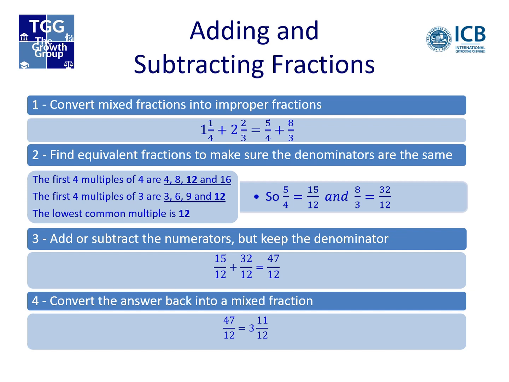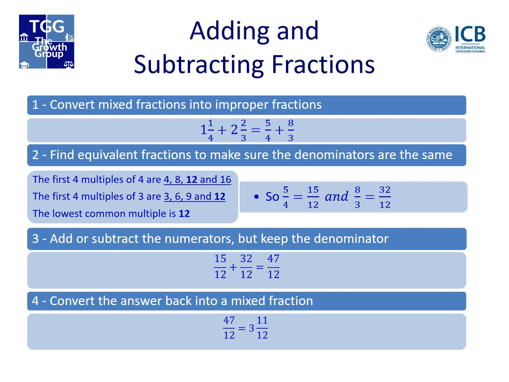What do we then do? As a third step, we add or subtract the numerators, but we keep the denominator because that's again the thing that we are talking about. So 15 plus 32 is 47. So now we have 47 over 12, or 47/12.